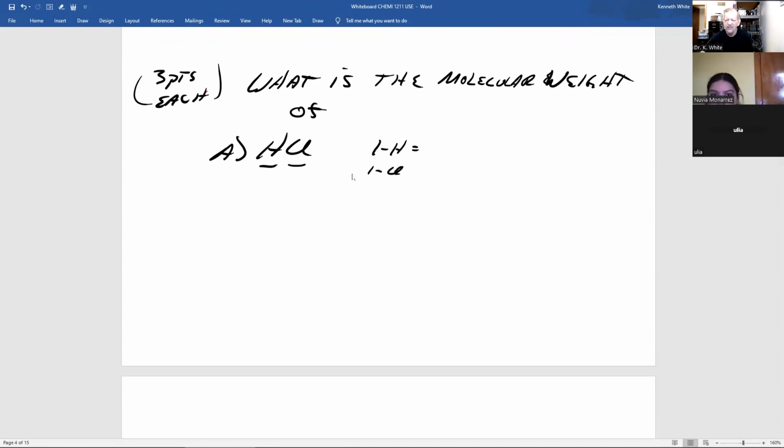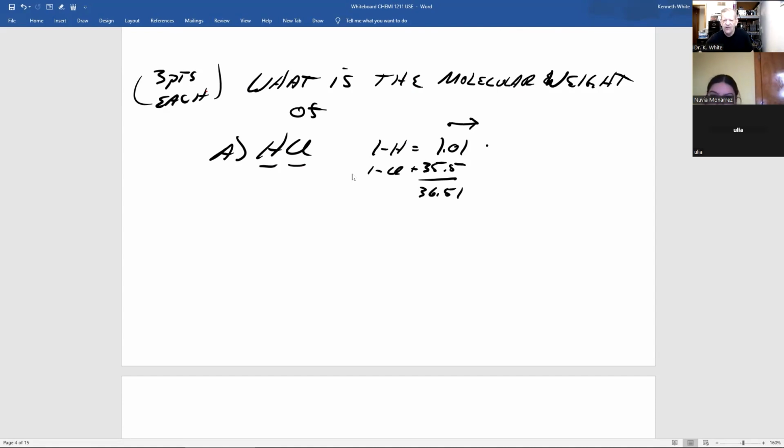And hydrogen to 3 significant figures has this atomic weight. Chlorine to 3 significant figures has this one. And you add them up and you get this number. But remember, when you add, you get the same number of significant figures to the right of the decimal as the number with the lowest significant figures to the right of the decimal. On the left, whatever you get, you don't change.